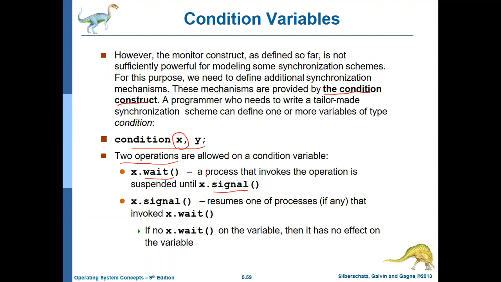So X dot wait, what does it do? A process that invokes the operation is suspended. We know that the wait operation is for suspending something, isn't it? Until it is signaled. So it has to wait for the time being until something becomes available and it is signaled by somebody. Then X dot signal resumes one of the processes that has been suspended by a wait operation. So if something is already waiting and you want it to become active, then you have to call the signal function. That is done with the help of X dot signal. If no wait is there on the variable, then X dot signal has no effect on the variable. That is the basic idea.